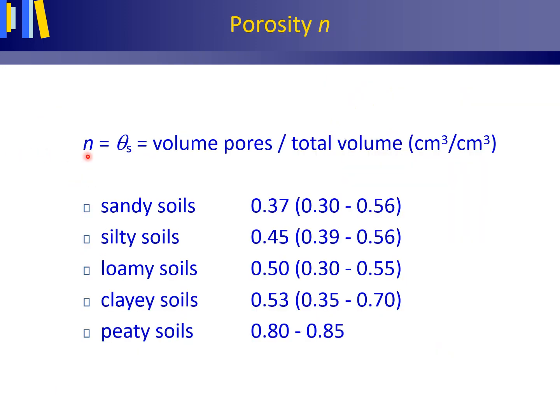The porosity N of a soil is a measure of the pore spaces in a soil. It is the fraction of the volume of pore spaces over the total soil volume, usually in cubic centimeter per cubic centimeter, thus dimensionless between 0 and 1, or as a percentage between 0 and 100%. The porosity is the maximum volume fraction of water in a soil. It is the maximum volumetric moisture content of a soil and therefore also presented as theta S here. The S stands for saturation.